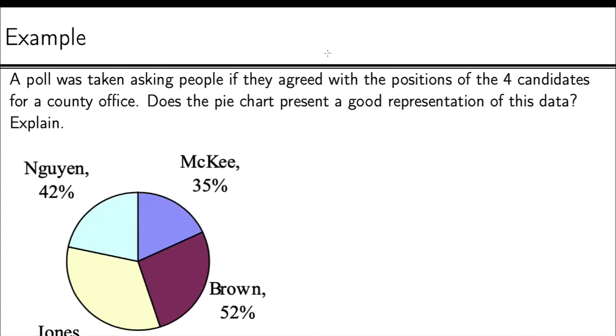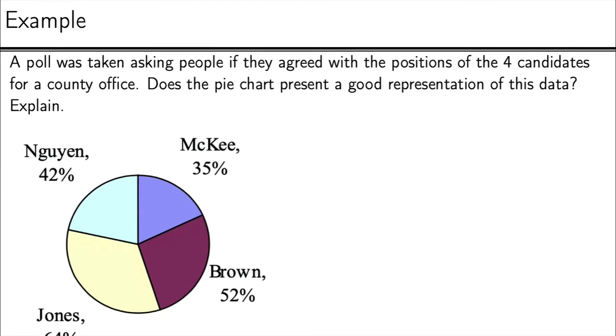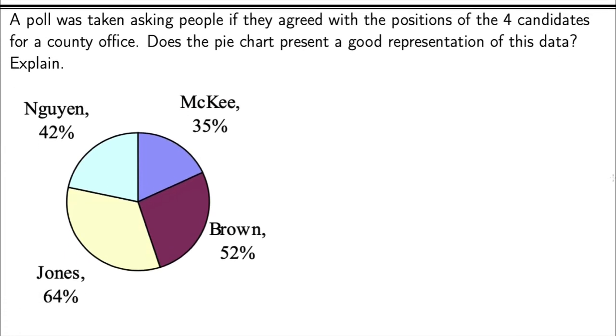Here's another example of a poorly constructed graph, and because it's poorly constructed, we could call it misleading because it's not really presenting good information. A poll was taken asking people if they agreed with the positions of the 4 candidates for a county office. Does this pie chart represent a good representation of the data? Explain. So looking at this, we see this pie chart, and it looks like the numbers that are presented here perhaps do line up. The biggest, 64, is the biggest section of the pie, and the 52 is the next, and then 42 and 35 are pretty close together. Okay, so it looks like maybe it's presenting good information.